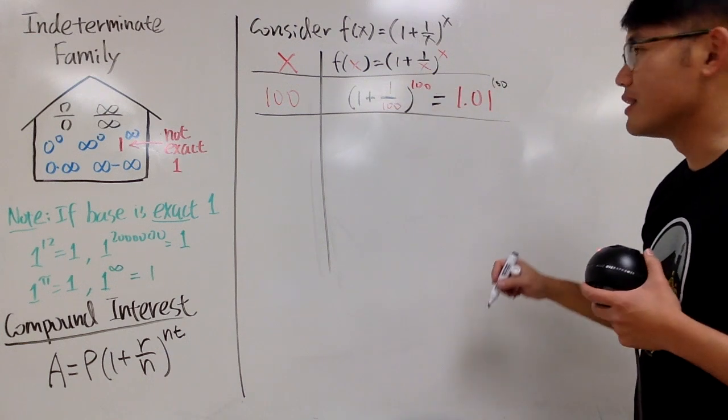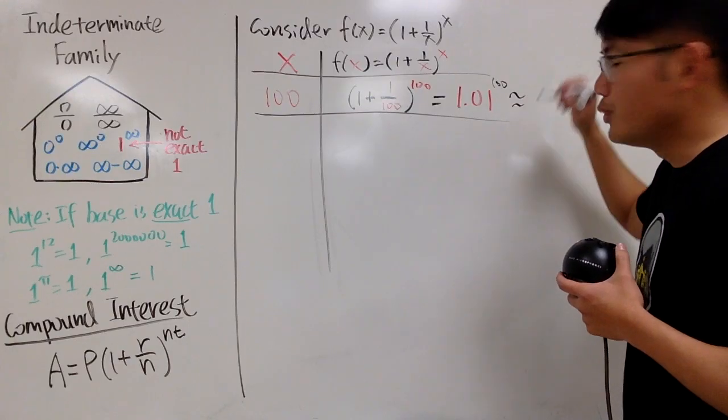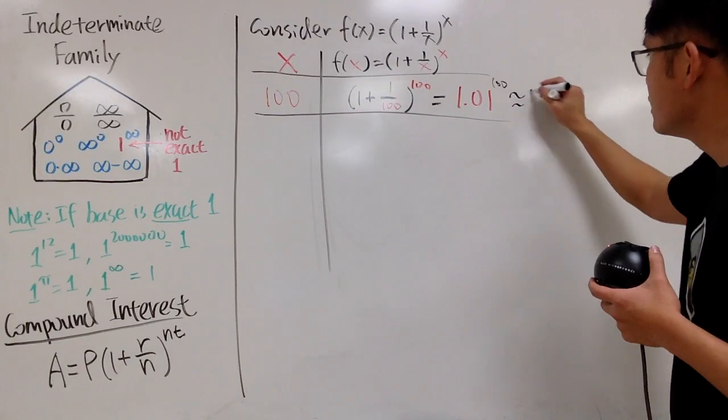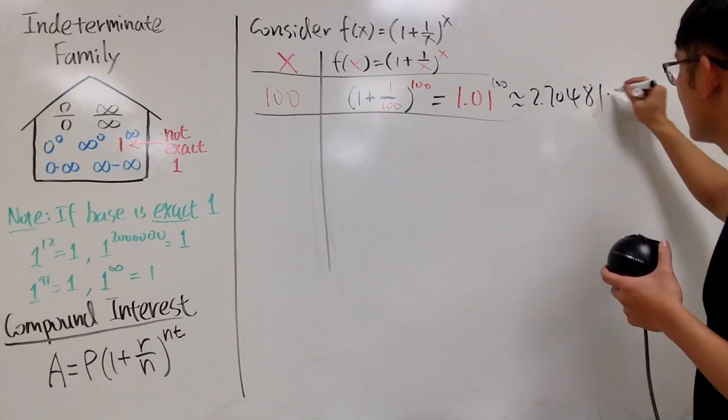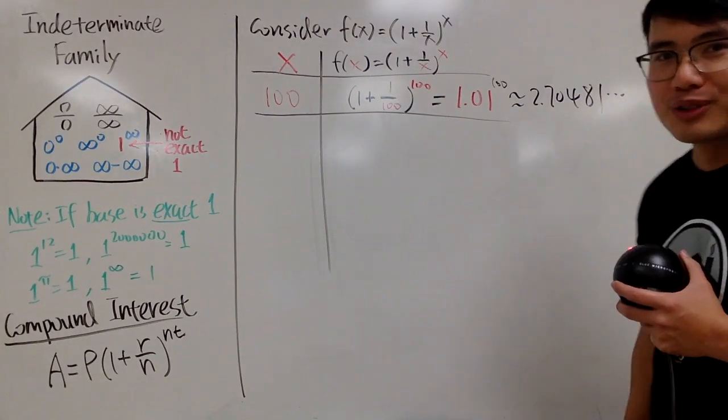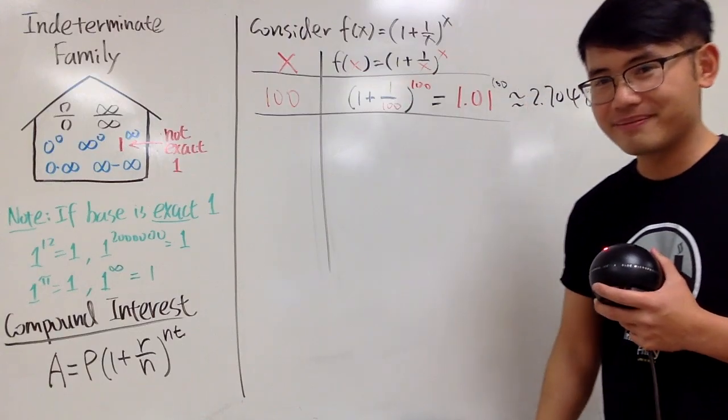And I will tell you guys what the answer is. You can use a calculator to do it. You will end up with 2.70481, like that. And of course, you actually have a lot more after that, but I'll just write down the first few digits for you guys.